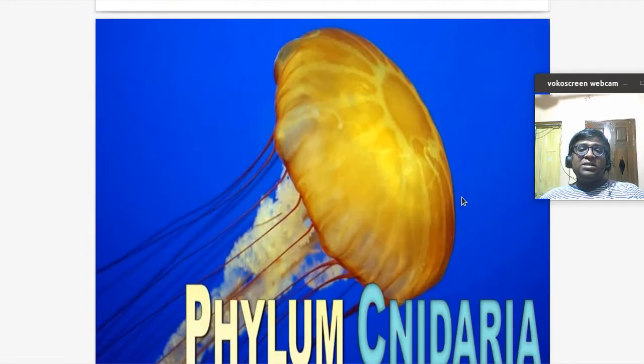The next phylum is phylum Cnidaria. You might see in this slide we have the picture of a jellyfish. The jellyfish is an example for phylum Cnidaria. Phylum Cnidaria is also called Coelenterata. The reason they have the name Cnidaria is because they have stinging cells. Nematocysts are found, so the stinging cells are there. Because of that, we call this phylum Cnidaria.